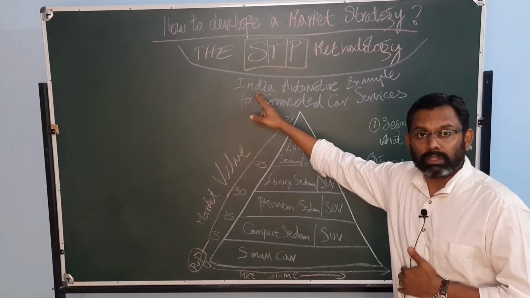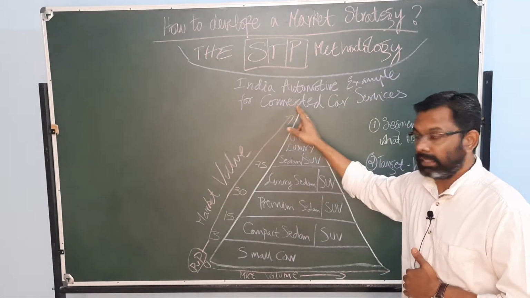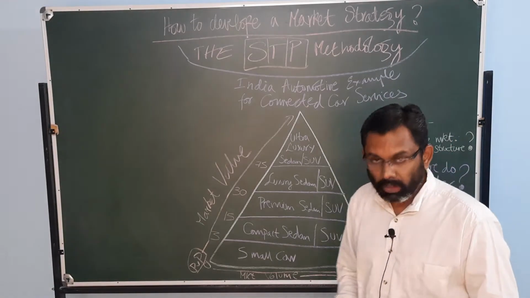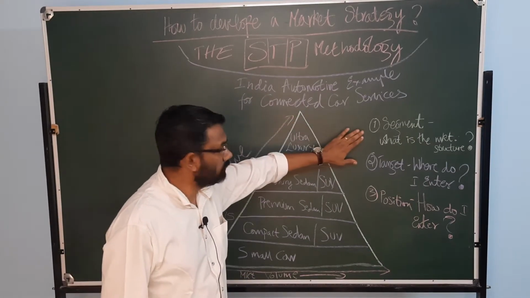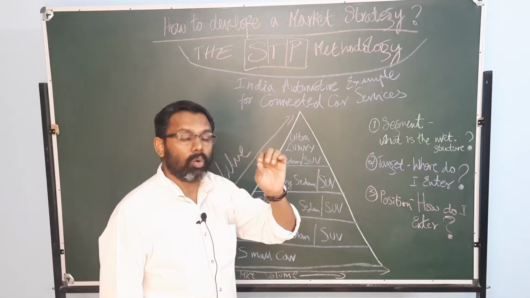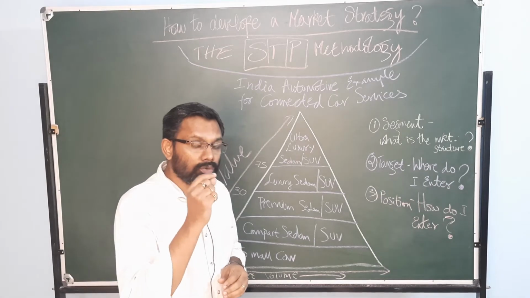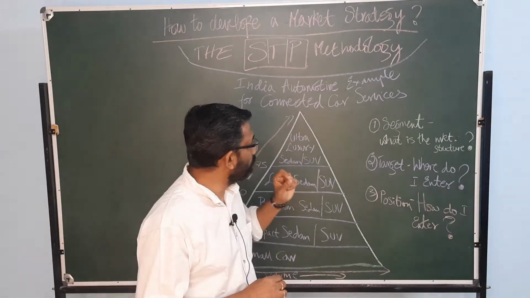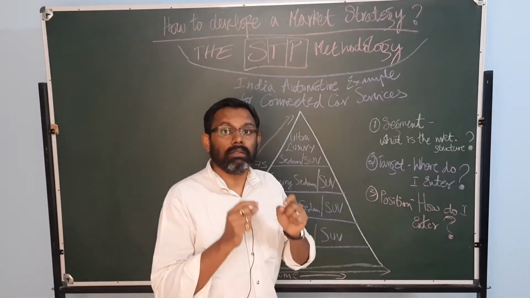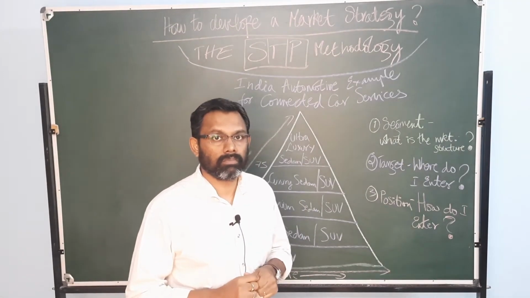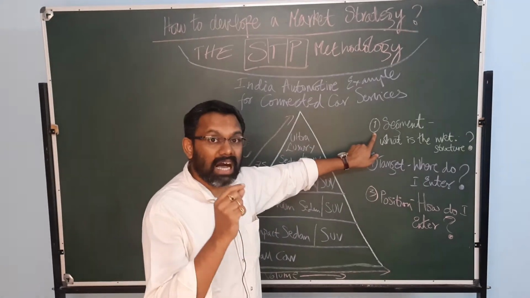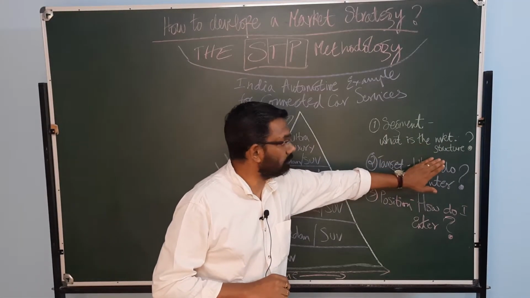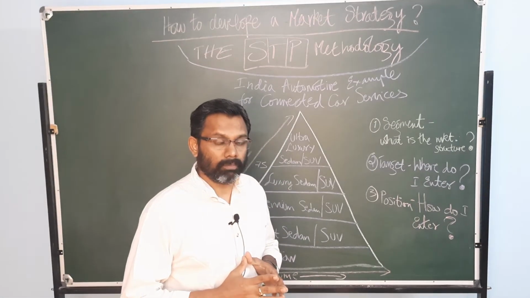So, with reference to the India automotive example for connected car services, let's try to understand how we can develop a market strategy. There are three key questions that one must ask. In order to get to the first step, which is identifying segments in the market, we must ask what is the current market structure. Let me repeat. In order to identify the market segments, we must ask what is the current market structure. That is the first question.